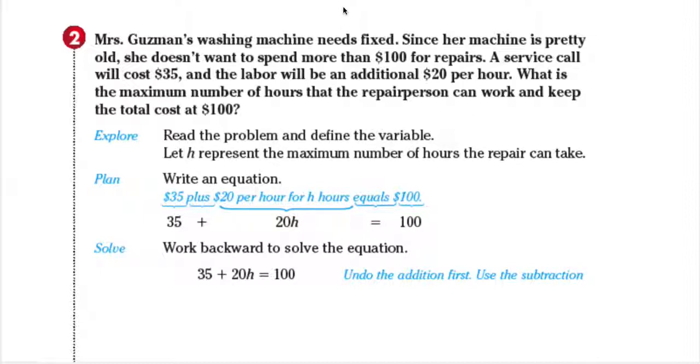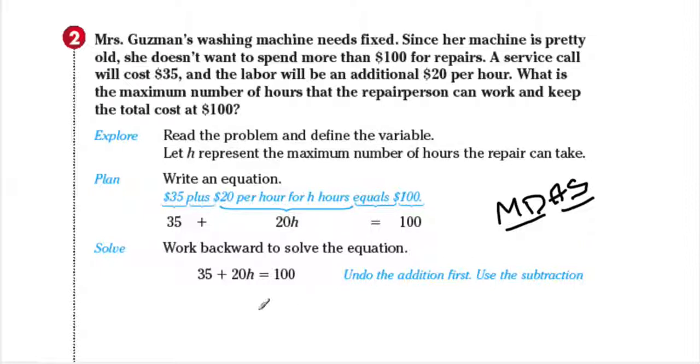Why do we do that? If you recall, in our order of operations, before we learned PEMDAS, we learned MDAS. So in our order of operations, we did multiplication and division first before addition or subtraction. But when we are solving for the variable H, we go opposite our order of operations.